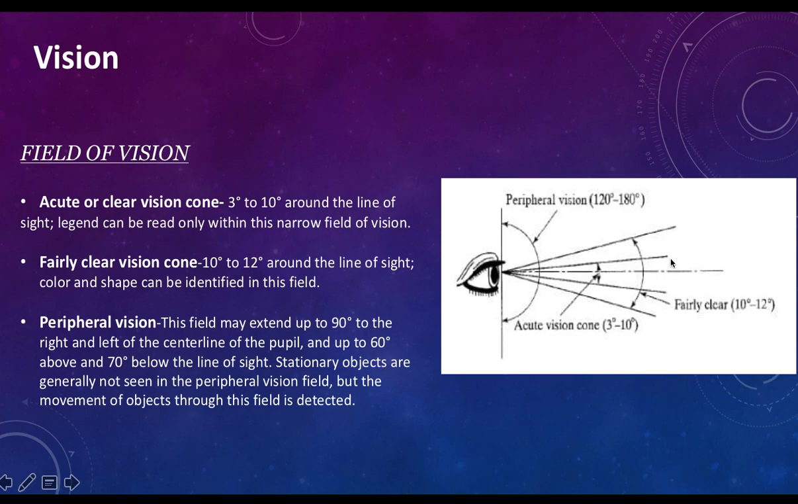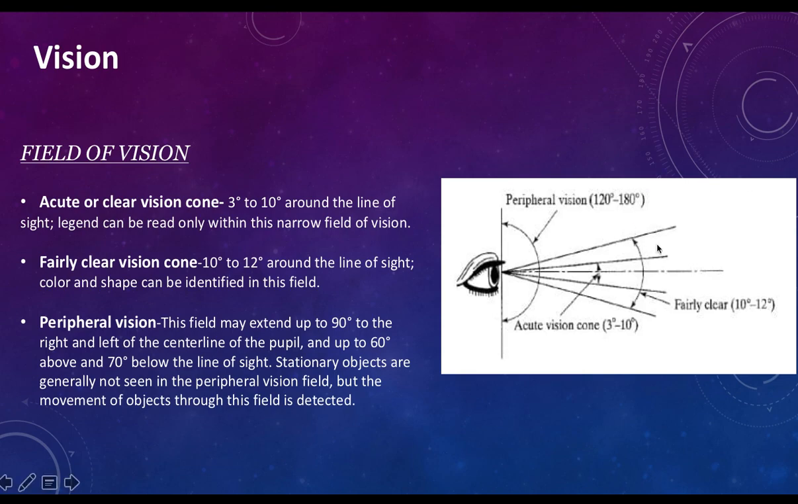Then comes the fairly clear vision cone. That means the next part. Yes, it is around 10 to 12 degrees around the line of sight. In this, what happens? You can identify colors and shapes. Mostly signages have colors and shapes, right? So this comes under this part.